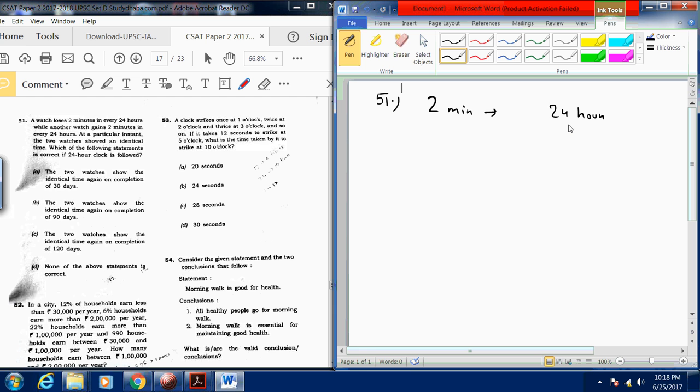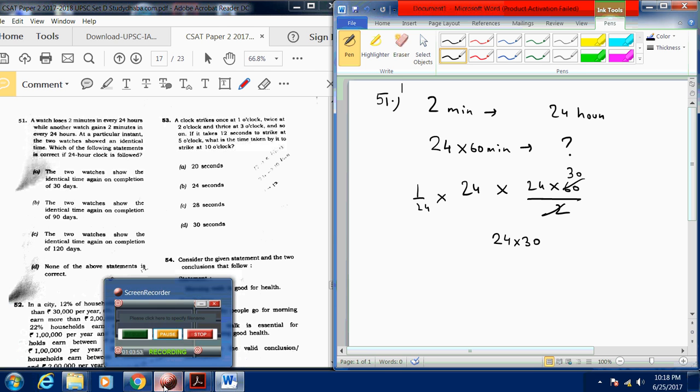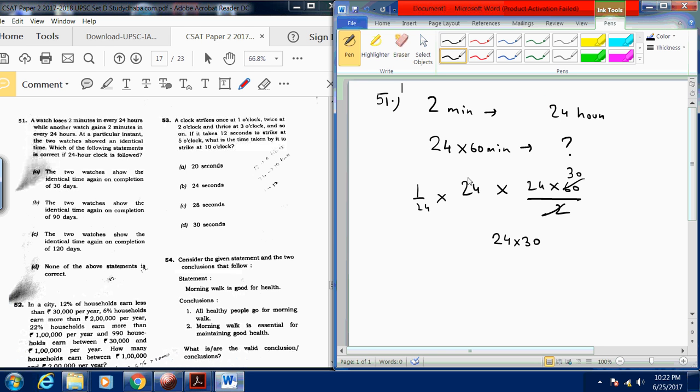So 2 minutes it is losing in 24 hours. So 24 hours, that means 24 into 60 minutes, it will be losing in how many hours? It will be 24 into 60 by 2. So these many hours, to find out the number of days you divide it by 24. So you get 24 into 30. So it must lose 24 hours in 720 days, and the other watch will gain 24 hours in the same. So 720 days should be the answer. So as per this, it should be none of the above.